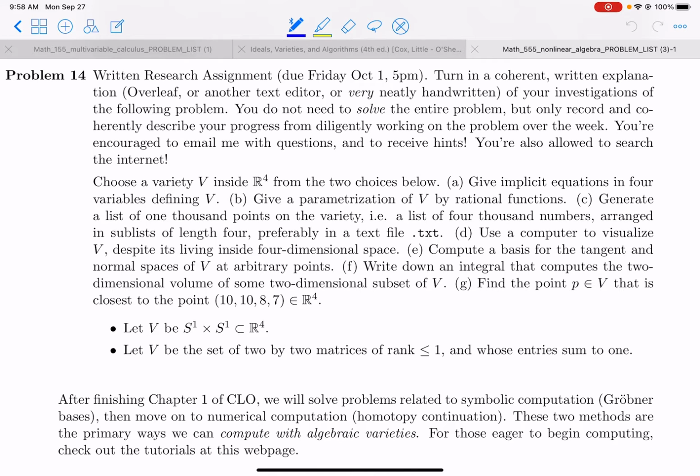Then lastly, find a point that is closest to this point. So this point, I guarantee, is not on the variety. It's somewhere else in 4-dimensional space. Your variety is over here in 4-dimensional space. This point is right there. Find the closest point on the variety to this point. Okay? That's the last part. So if you're like me, you'd be looking at this and say, I have no idea how to do any of this. Okay? That's why this week's going to be fun.